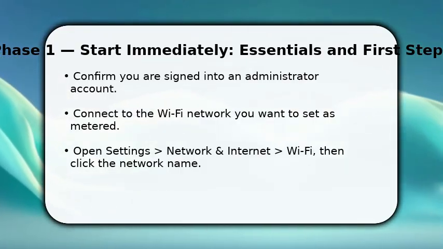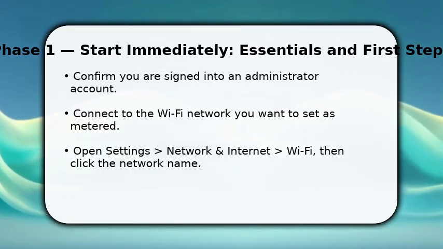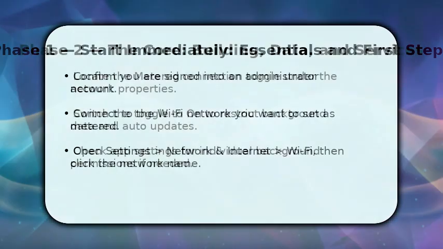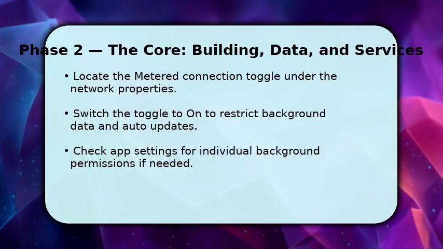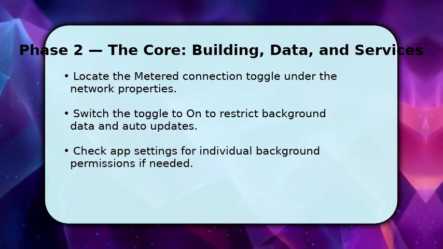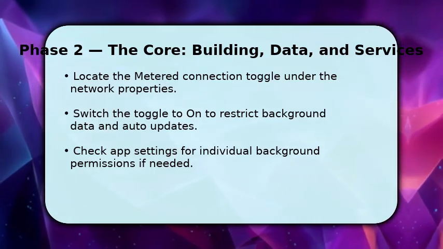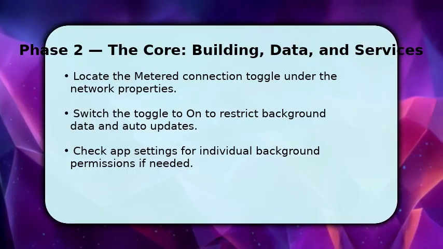Make sure the connection is stable while you change it, and keep in mind this affects background data for apps and updates. Now you enable the metered option. Find the metered connection toggle inside the network properties. Turn it on. This tells Windows to treat the network as limited, so automatic Windows Update downloads are deferred and many apps reduce background traffic.